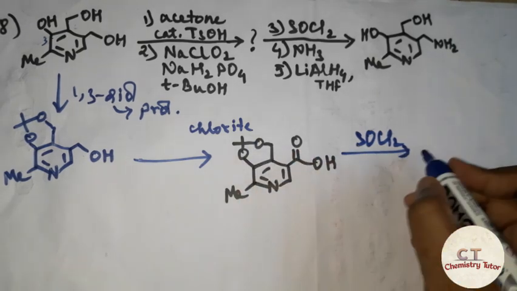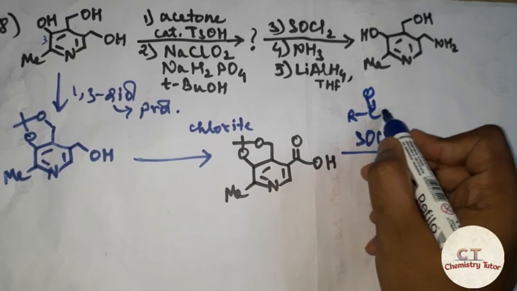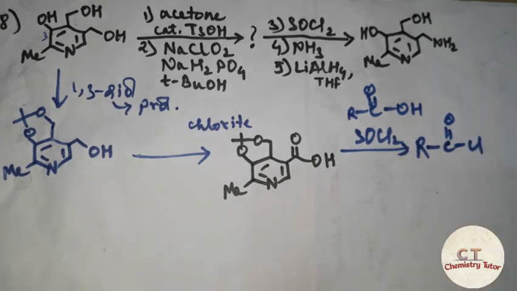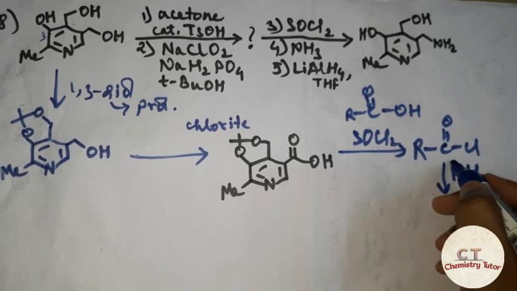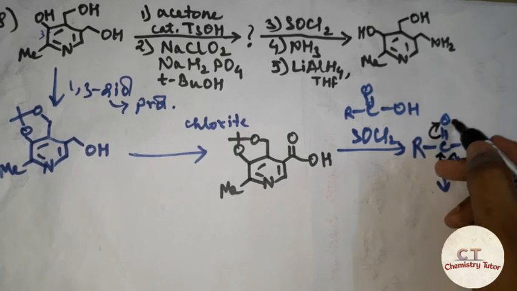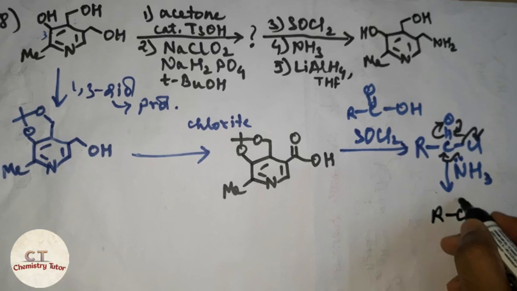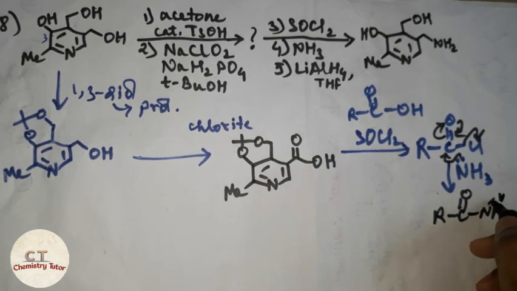SOCl2, I am representing this group as R, and SOCl2 means when it reacts with RCOOH, it gives RCOCl, right? Then ammonia is added. The lone pair on nitrogen is going to attack the carbonyl carbon, the bond will go here, come back, and chloride is a good leaving group, so we get RCONH2. One hydrogen was there, but it will neutralize the positive charge here, and we will get RCONH2.